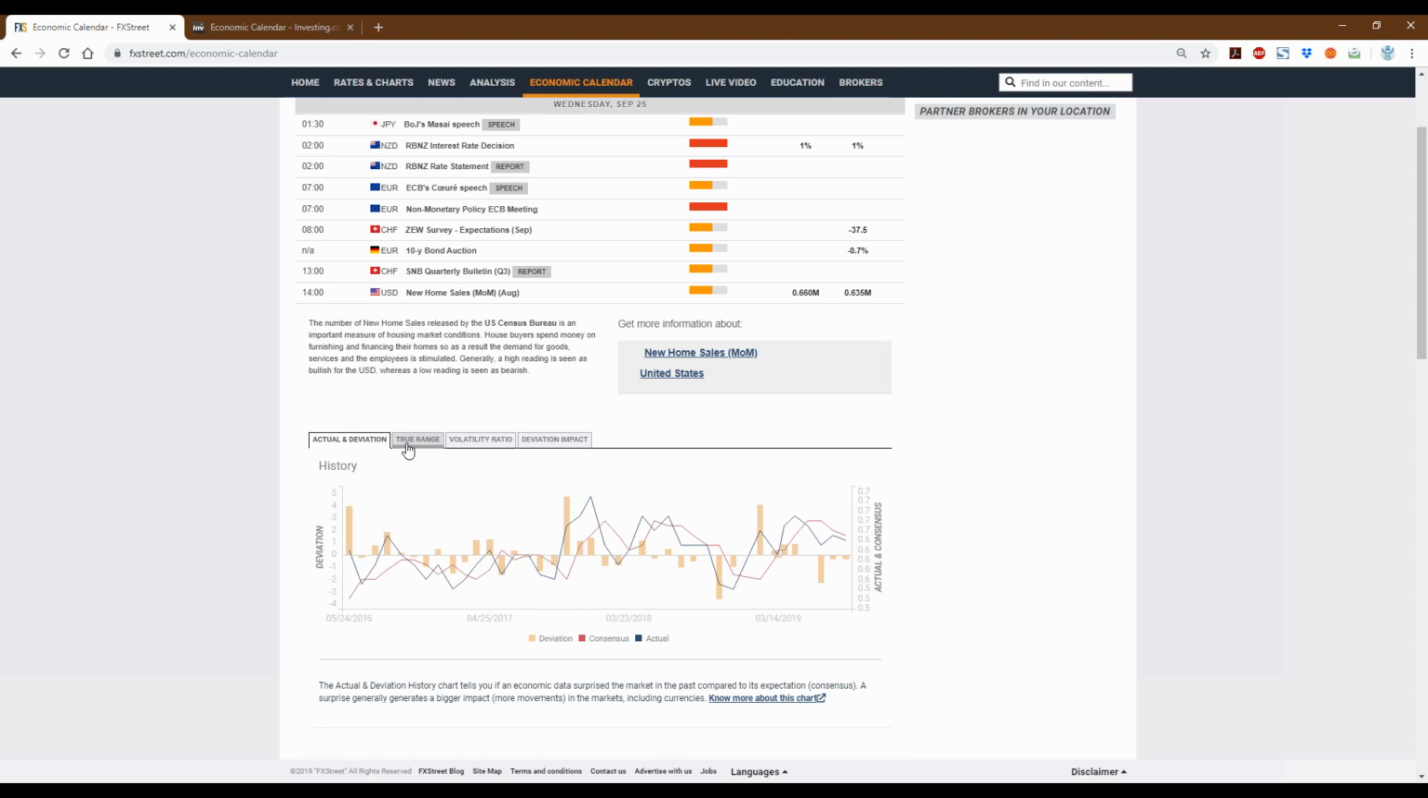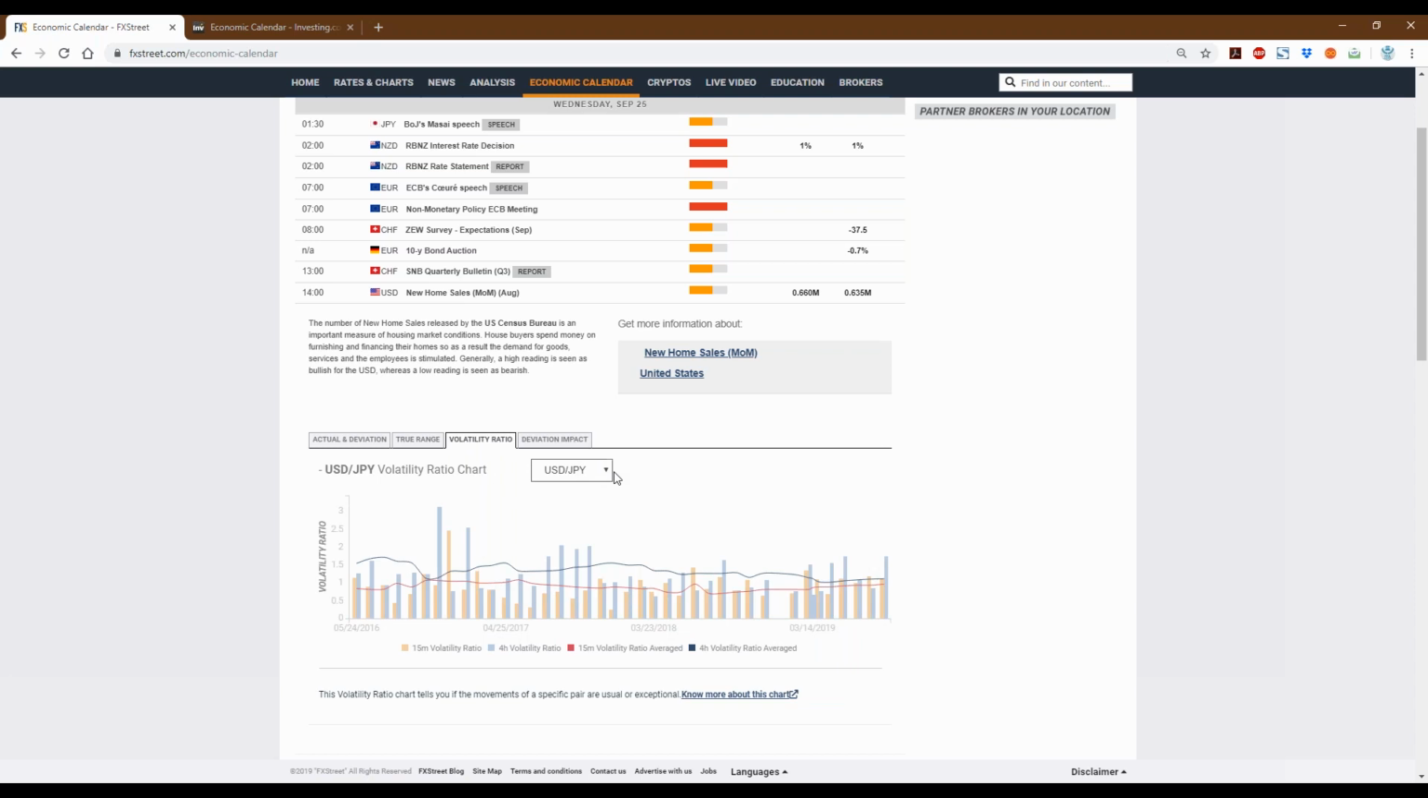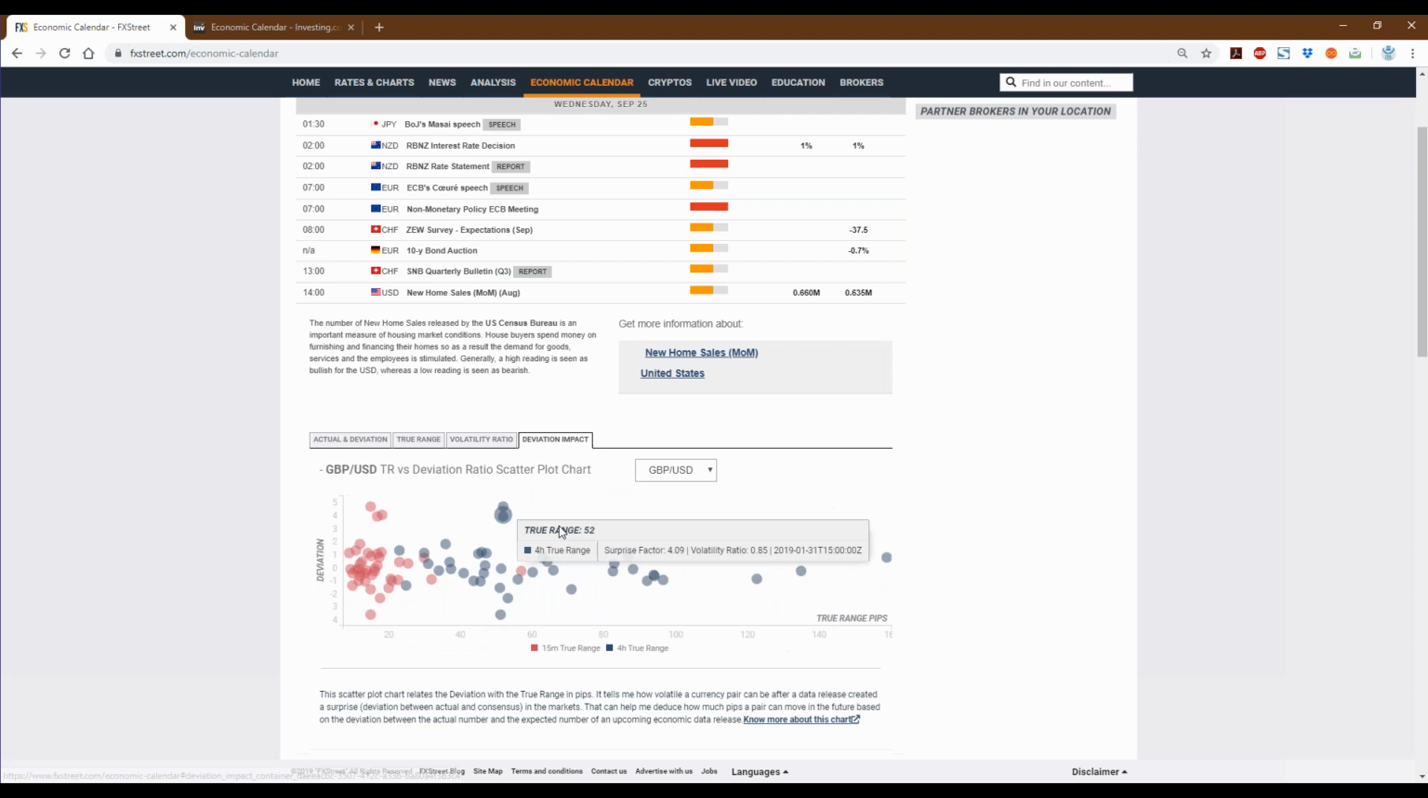Then we go to the true range. We can see the true range of how this affected a particular currency, which helps you understand how a currency will react to this report. Then we can see the volatility ratio. These are unique reports that are presented by FX Street. And then a deviation impact. You can figure out how to use all these charts and how to incorporate them in trading. And they give you more information.